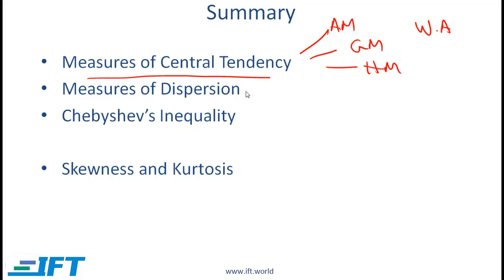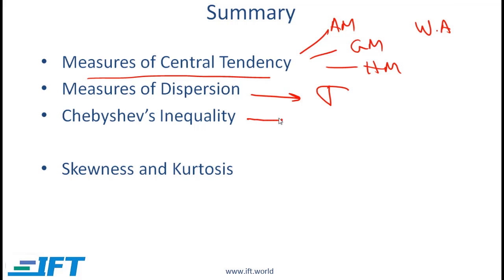Then we talked about measures of dispersion. The most important measure is standard deviation. This tells us how spread out our data is. You need to know how to use the formula, but it is more important that you understand how to use the calculator to determine standard deviation. Recognize also that standard deviation is different for a population versus a sample.